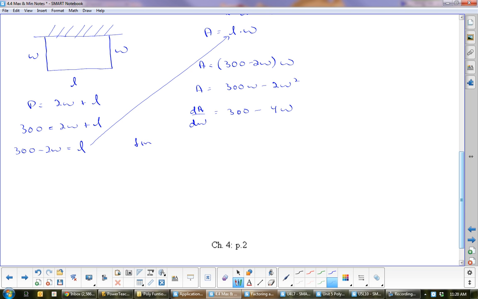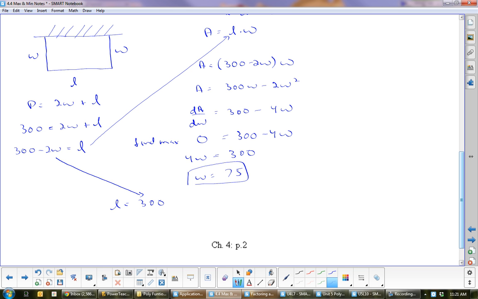Okay, so we're going to now find the max. This would occur when dA over dw equals 0. Equals 300 minus 4w. 4w equals 300. W equals 75. Okay, so I know the width. The length equals 300. I'm going to use this. Minus 2 times 75. This equals 150.